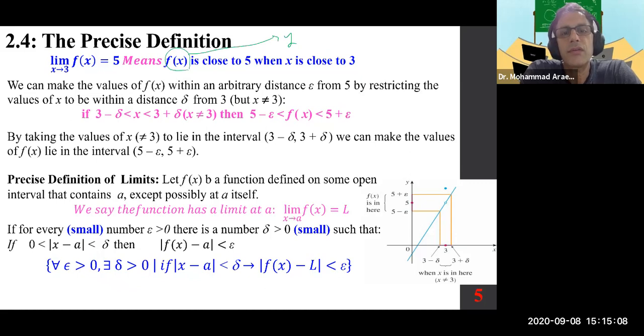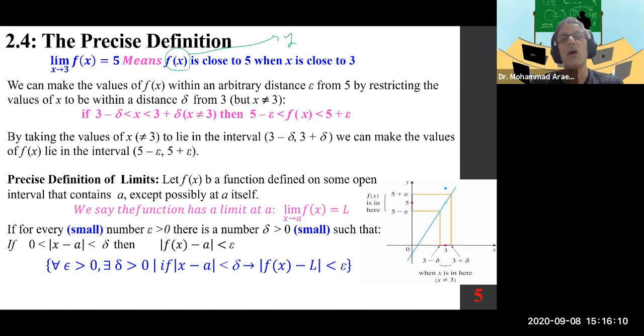So, the precise definition of limit: let f of x be a function defined on some open interval that contains a, except possibly at a itself. In other words, whether the function is defined at a itself is not important. Remember, you're looking at the limit, you're coming towards a, you may never get there. And therefore, a itself is not important, even if the function is not defined. So we say the function has a limit at a, the limit of f of x as x approaches a equals L, if for every small number epsilon larger than 0, there is a number delta, both of them small, such that if the absolute value of x minus a is between 0 and delta, that means the distance from a is less than delta, then the absolute value of f of x minus L is less than epsilon.